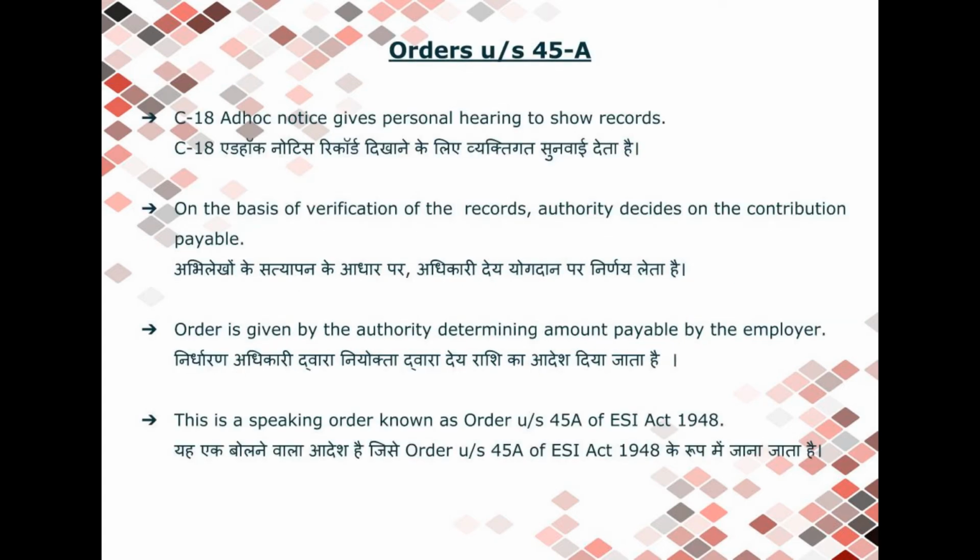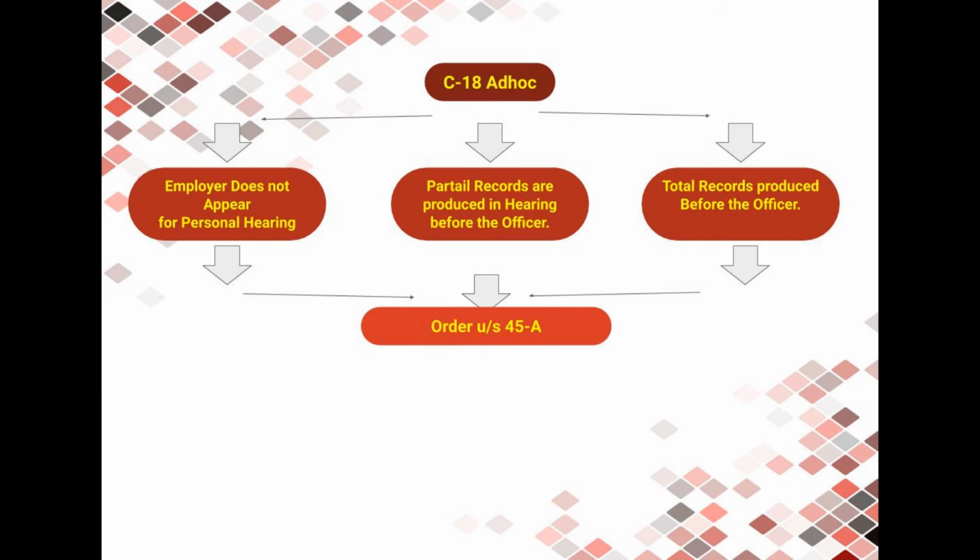As you have seen in the previous video, the personal hearing is for producing records and supporting documents for the determination of contribution payable from the employer. Ad hoc is issued on the basis of presumption or on the basis of old records available with ESIC. The situation may be different for the period under consideration, and records for the concerned period are to be produced before the authorized officer of ESIC. On the basis of records produced, the authority is competent to determine contribution payable by the employer.